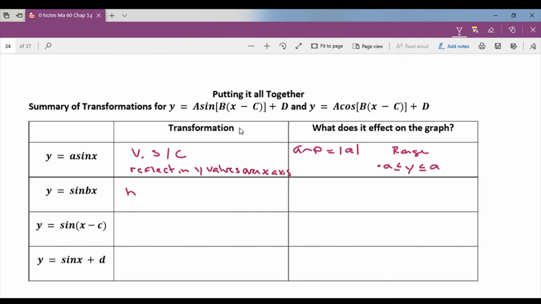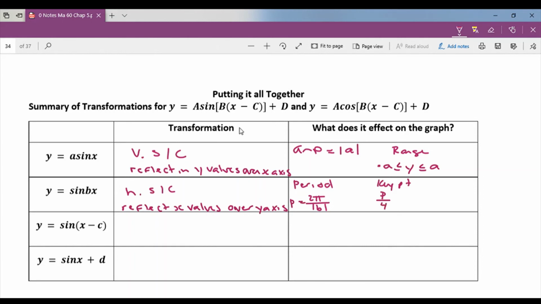Okay, so the B value can be a horizontal stretch and or compression, and it can reflect the x values over the y-axis. So what does that affect? Well, it definitely affects your period. In fact, your period can be found by going 2 pi divided by the absolute value of B. It can also affect your key points because you're going to take your period. So if this is period equals, you're going to take your period and you're going to divide those by 4.